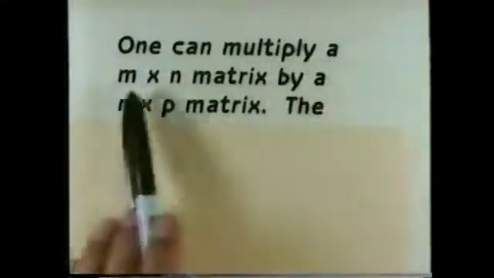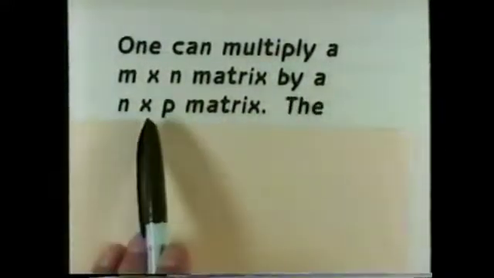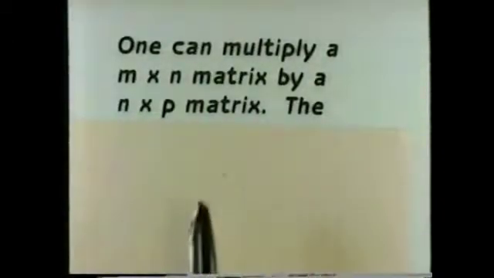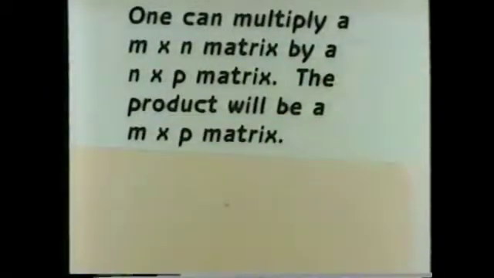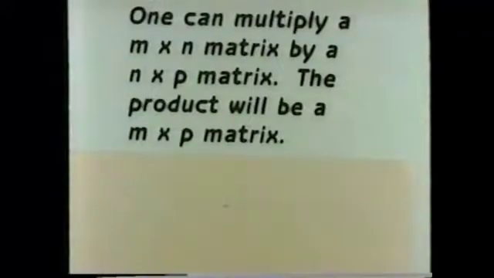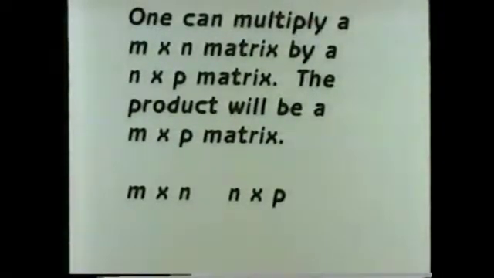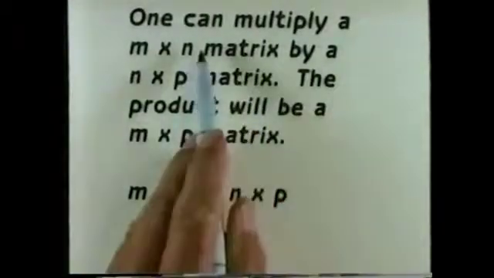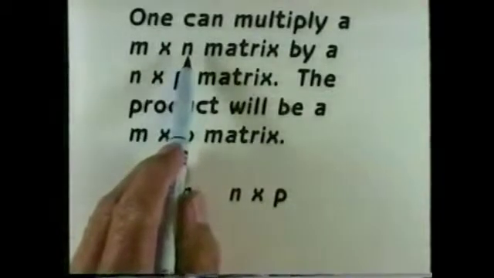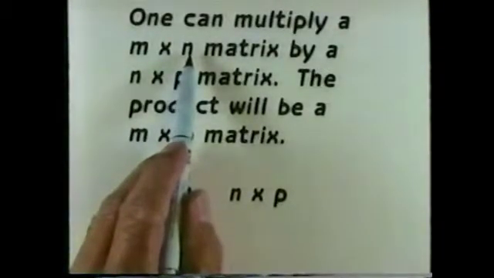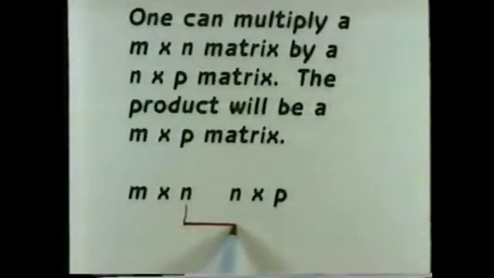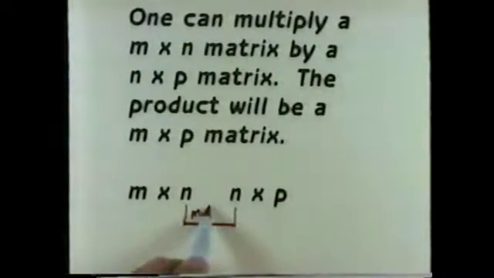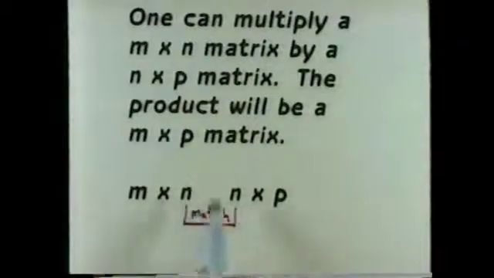One can multiply an M by N matrix by an N by P matrix. The product will be an M by P matrix. Notice that to multiply, the number of columns of the first matrix must match the number of rows of the second matrix. So if you put down here, we must match. If they do not match, then you cannot perform the multiplication.